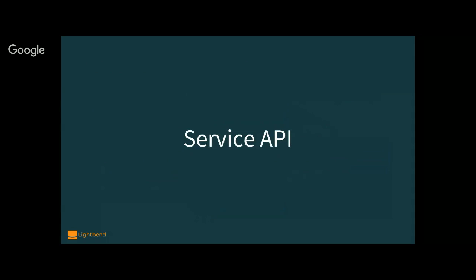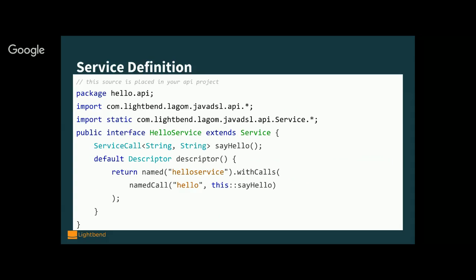So, first thing we'll take a look at is our service API. Here's some code that gives you an idea of when you're writing a Lagom application and you're going to create your API. You can think of this as an interface, if you will, which is actually what it is in Java. We have an abstract service that you'll extend, and you'll create your service.